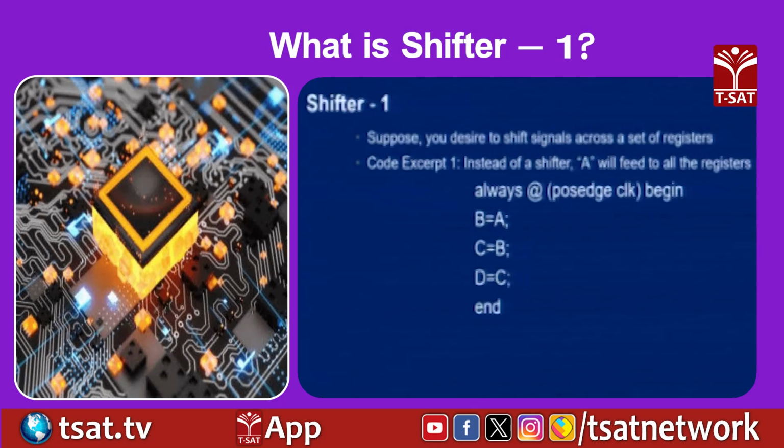So, I want to make a shifter, and if you look at this code, this is a Verilog example and this is an incorrect example. This code says that the value of A will go to B, the value of B will go to C, and the value of C will go to D. Okay. So, it looks like it is a shifter, that each value is going to the next register, right.